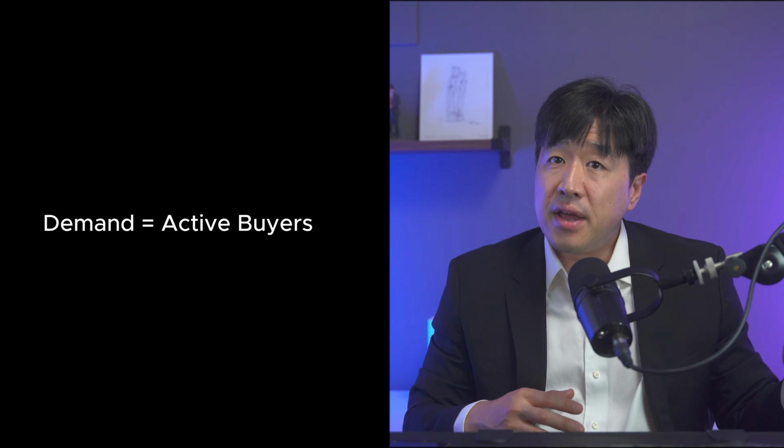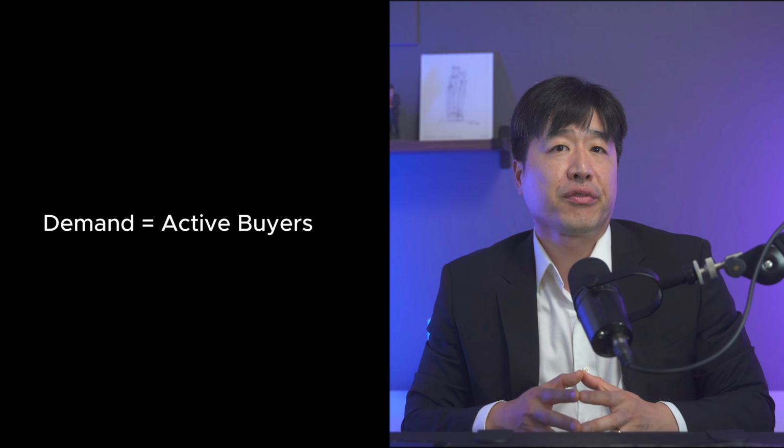The demand side consists of the number of active buyers. Since it's difficult to determine the exact number of active buyers at any given time, we rely on sales data as an indicator of demand. Keep in mind that this is a lagging indicator because it's based on past metrics, not real-time data.